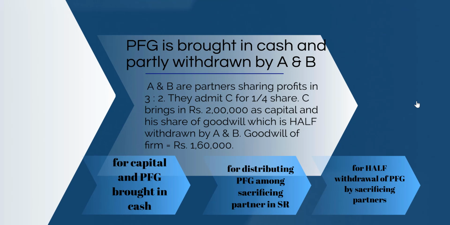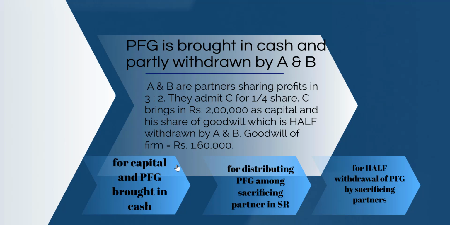A and B are partners sharing profits in 3:2. They admit C for 1/4 share. C brings in rupees 2 lakh as capital and his share of goodwill, which is half withdrawn by A and B. Goodwill of the firm is rupees 1,60,000. So as in the other cases, C's share of goodwill is 1,60,000 rupees into 1 divided by 4 or rupees 40,000. Now out of this 40,000, half of it, rupees 20,000, has been withdrawn by A and B.